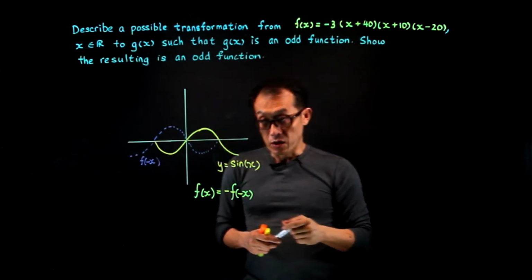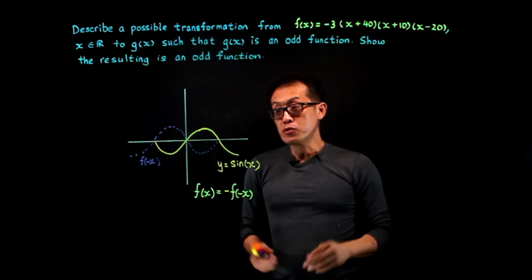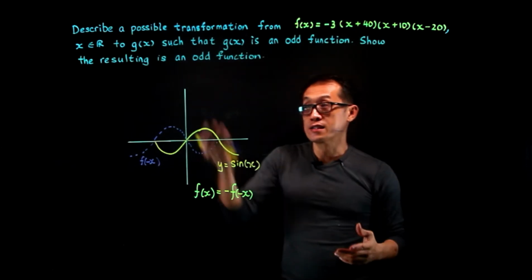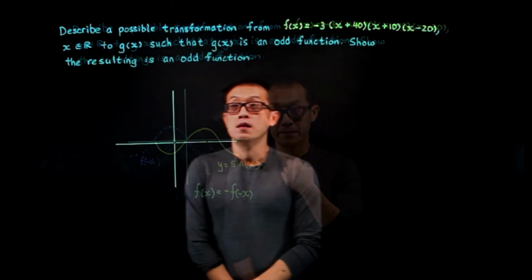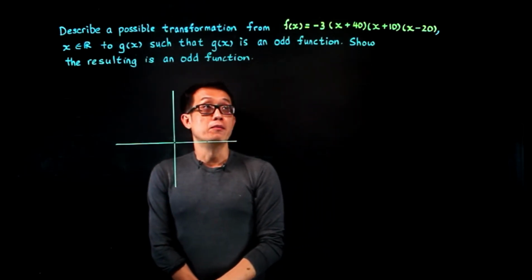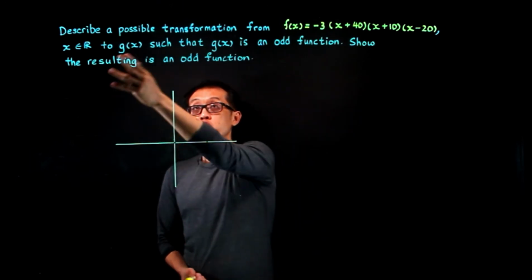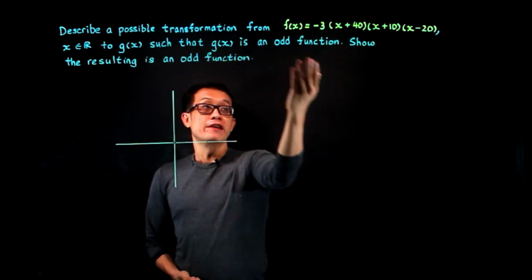What do you get? Maybe I substitute it into this form, now it's easier. Describe a possible transformation from f of x given by this expression, so that g of x is an odd function. Let's try to factorize this. So x minus half, it will be x plus 4.5, so it's 9 over 2.